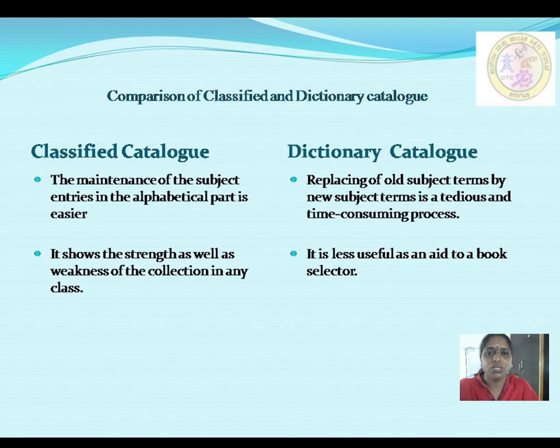Very easily you can do it in a classified catalog. But that is a problem in a dictionary catalog. So in dictionary cataloging, replacing old subject terms by new subject terms is a very tedious and time-consuming work, because here again the same problem comes into consideration, that is the scattering of the subjects. As the subjects are scattered, you cannot easily find them out, and it is not using a scheme of classification.